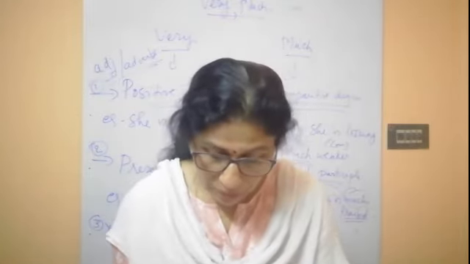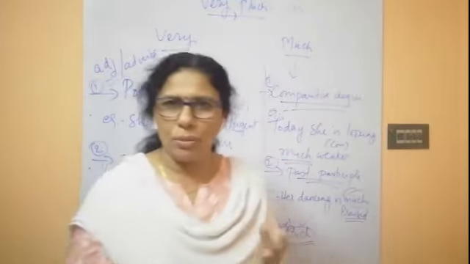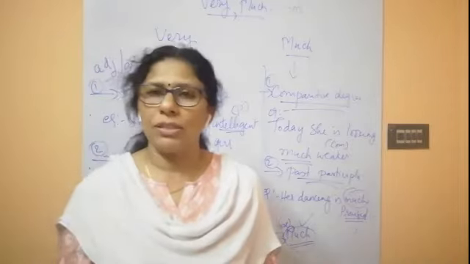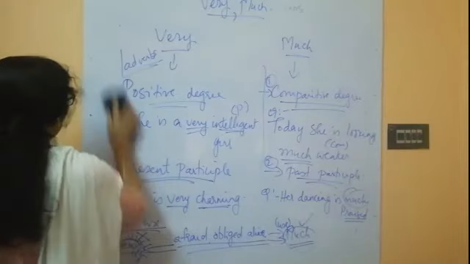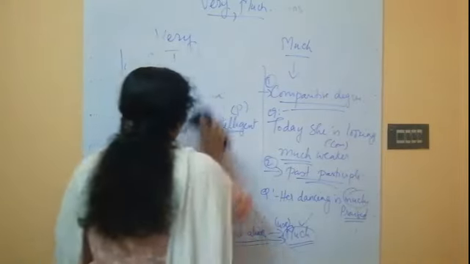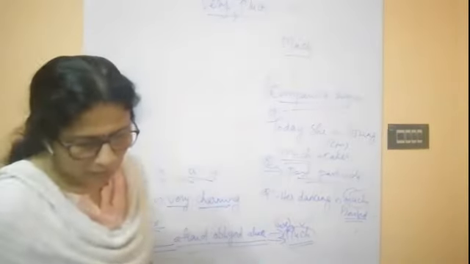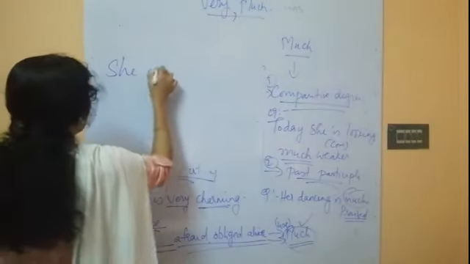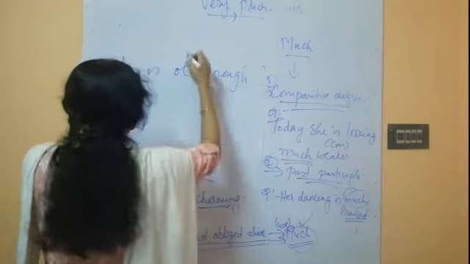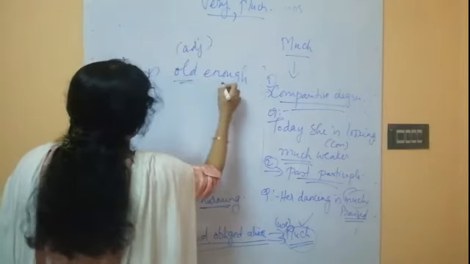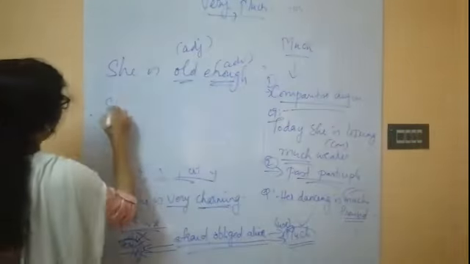Okay, so it is used in the positive sense, and it is placed after an adjective, or if an adverb is there, it will be placed after that. But if it is a noun, it will be placed before that. Okay, I'll write the example, then you will get it clear. She is old enough. Old is an adjective, and this is the adverb. Next one, she ran fast enough.